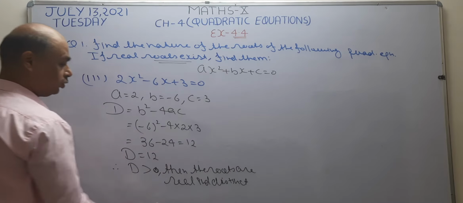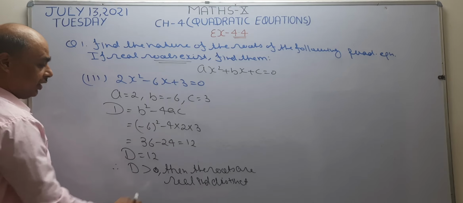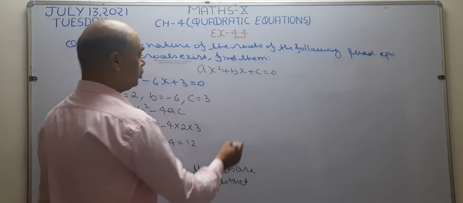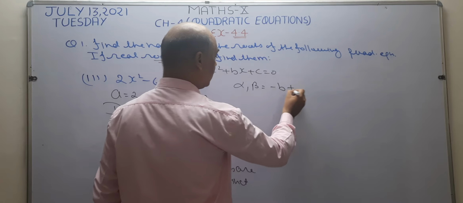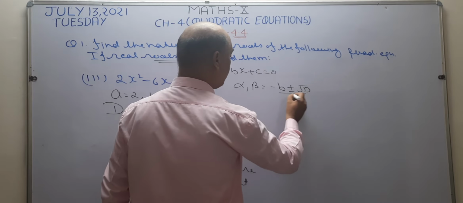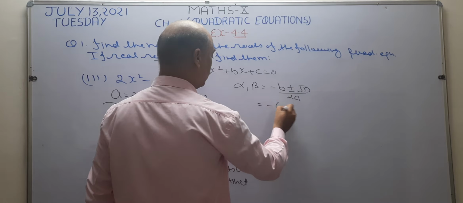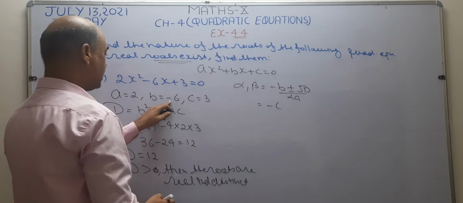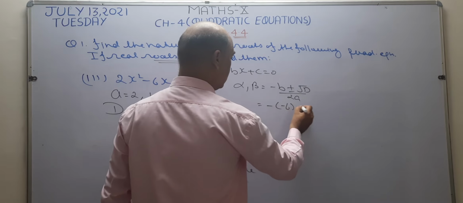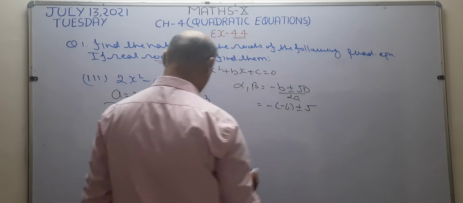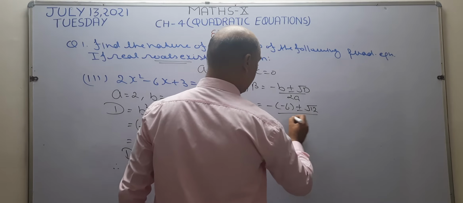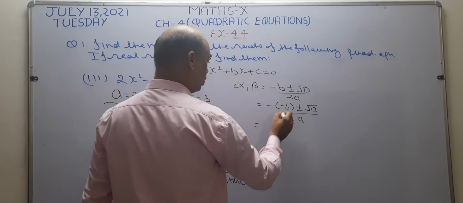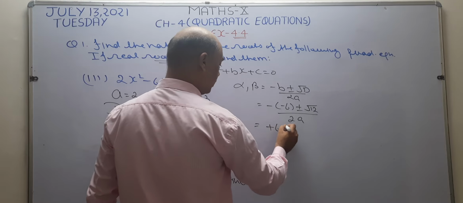Okay, since roots are real, I want to find the distinct roots. To find the distinct roots, the formula for finding alpha and beta is minus b plus minus root D upon 2a. So what is the value of b? Value of b is minus 6. I write here minus of minus 6, plus minus sign is there, root D. D is 12, and upon 2a. So this is going to be minus minus plus. Plus minus sign is there.